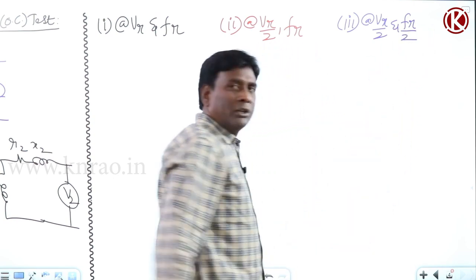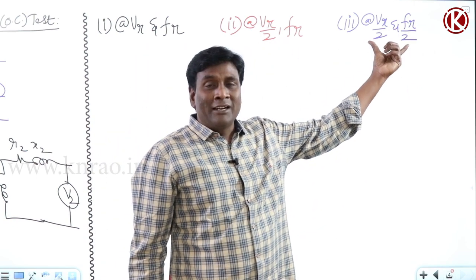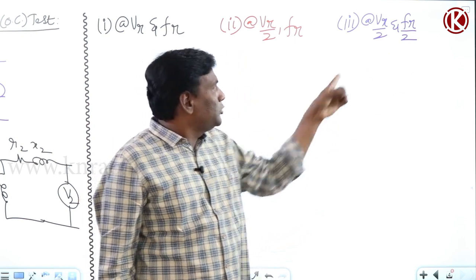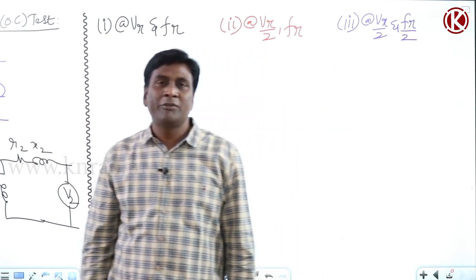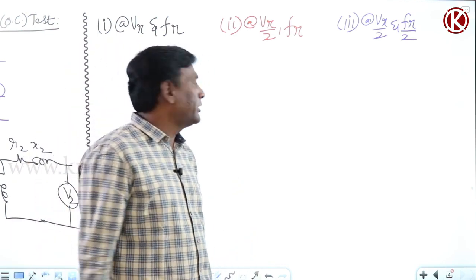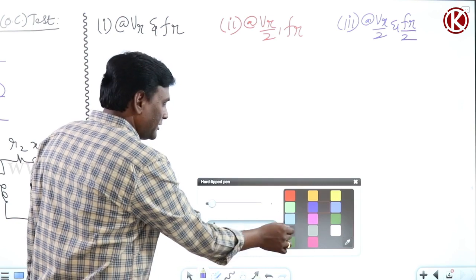F rated by 2 means that I am trying to conduct my test at other than rated voltage by maintaining V/F ratio constant, because the moment you maintain V/F ratio constant, automatically Bmax is going to be constant. Keep an eye there. Now let us think of the first case.